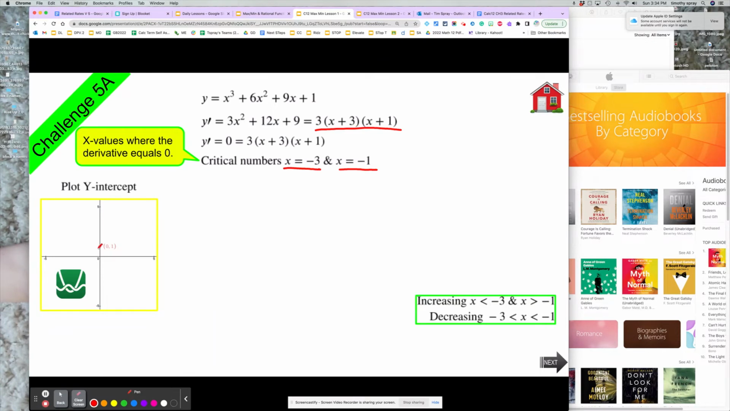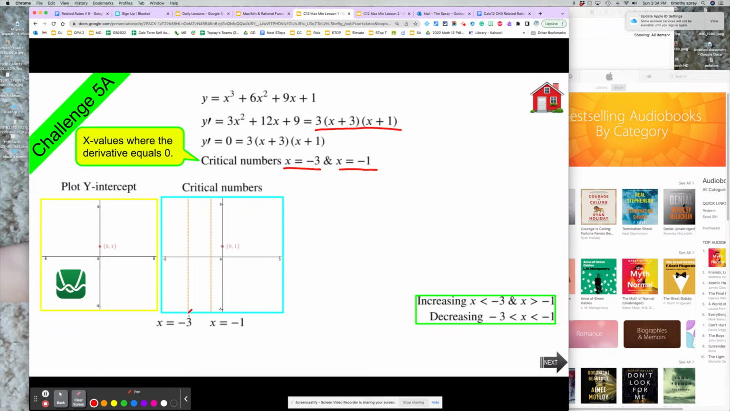Then we are going to plot the y-intercept. We're going to plot the critical number. So that just means that somewhere along here, the slope is 0. So if we think about what I thought it looked like, I didn't think too deeply about it. I just thought it probably looks like that. And it's actually on the other side. So that tells me a little bit.